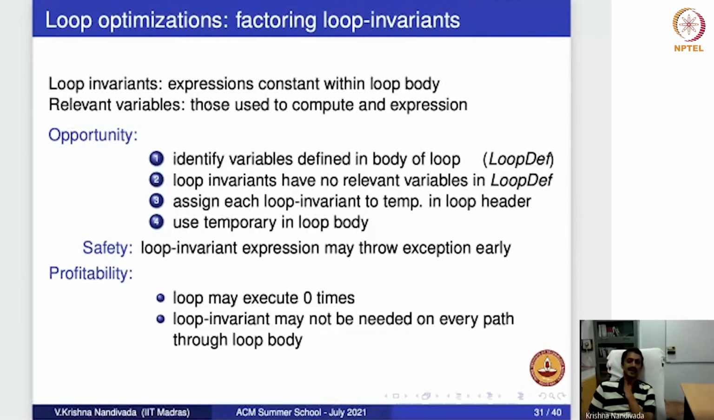See, to do loop invariant code motion, let's get some definitions. What is a loop invariant? It's an expression which remains constant within the loop body. We'll define something called a relevant variable. What is a relevant variable for an expression? Relevant variables for an expression are those variables that are used to compute that expression.